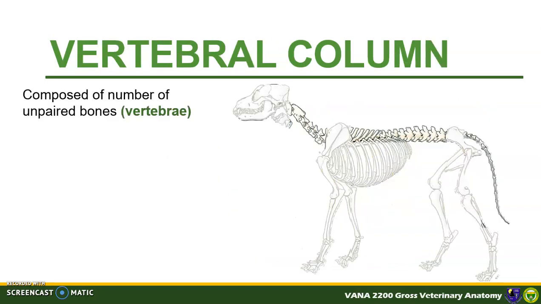The vertebral column is composed of a number of unpaired bones called vertebrae arranged in a series along the midline of the body and extending from the base of the skull to the tip of the tail. The vertebrae can be grouped based on their location. Cervical vertebrae are located at the neck region. The thoracic vertebrae are located at the level of the chest. Lumbar vertebrae are those present at the loin area. Sacral vertebrae are the fused vertebrae at the level of the pelvic area. And finally, the caudal vertebrae which support the tail.